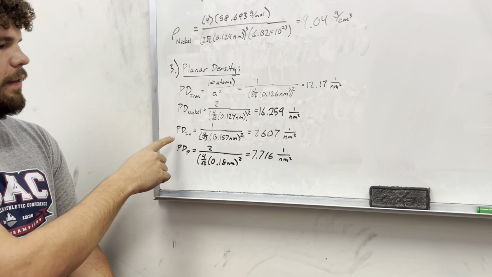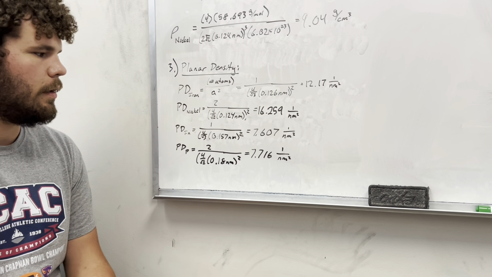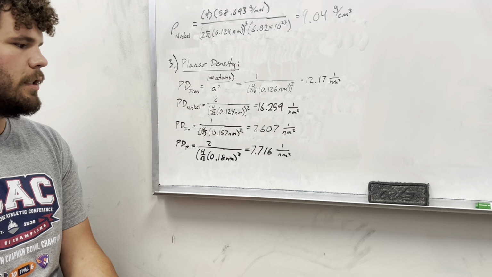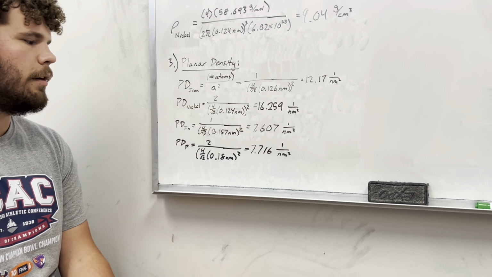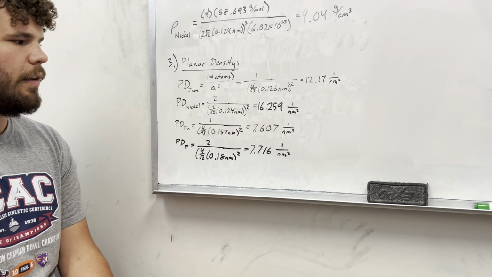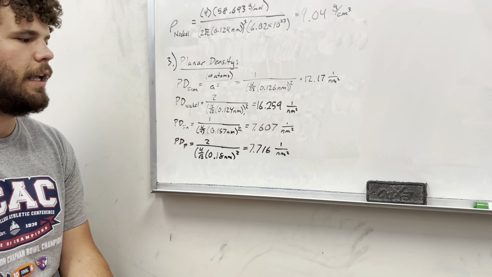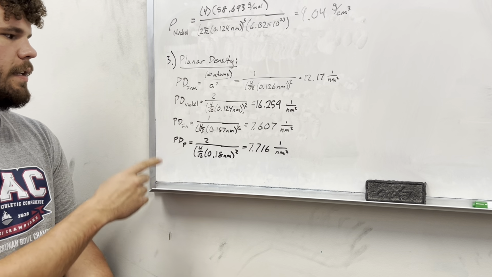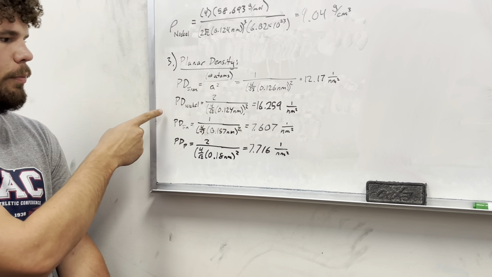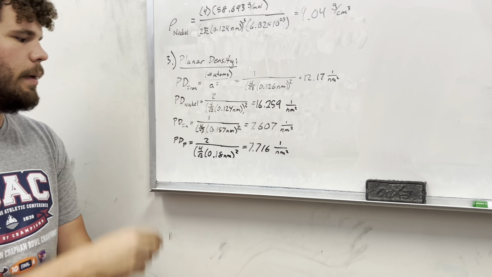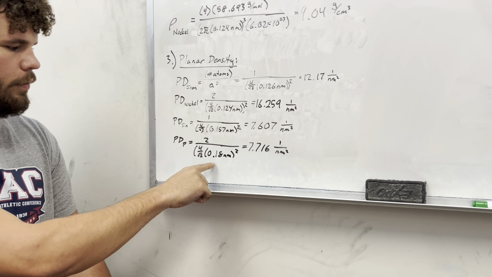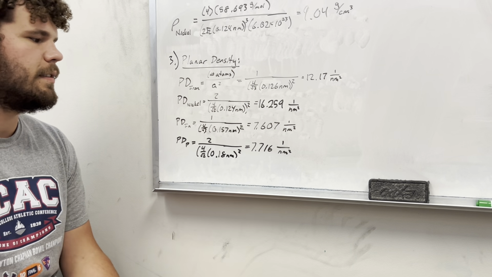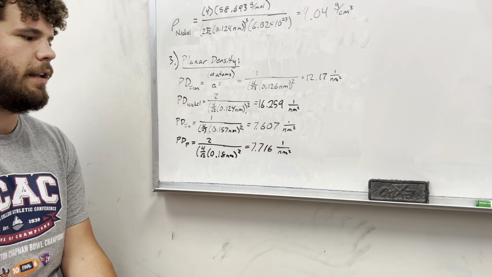Indium, once again, we take the same approach as our body-centered cubic iron up here. We use the new value for the atomic radii, which is 0.157 nanometers, and when we calculate it out, we get 7.607 nanometers to the negative 2nd power. And then once again, for phosphorus, this is a face-centered cubic, so we're going to take the same approach as we did with nickel. We're going to use the same geometry and plug in the new radius, which is 0.18 nanometers. And when we solve it all out, we're going to get 7.716 nanometers to the negative 2 power.